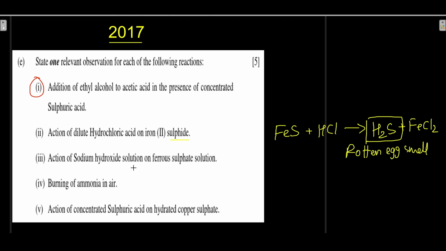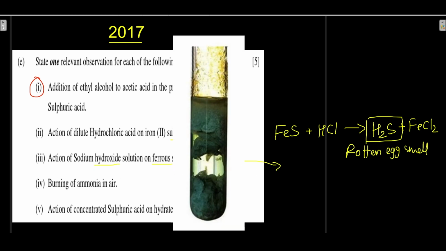Action of sodium hydroxide solution on ferrous sulfate. Again the precipitation reaction, ferrous sulfate and sodium hydroxide, you will get ferrous hydroxide. There is no excess here, we are not using any excess sodium hydroxide. Simply write ferrous means Fe2+, so you will get dirty green precipitate. If it is ferric, then you will get reddish brown precipitate.